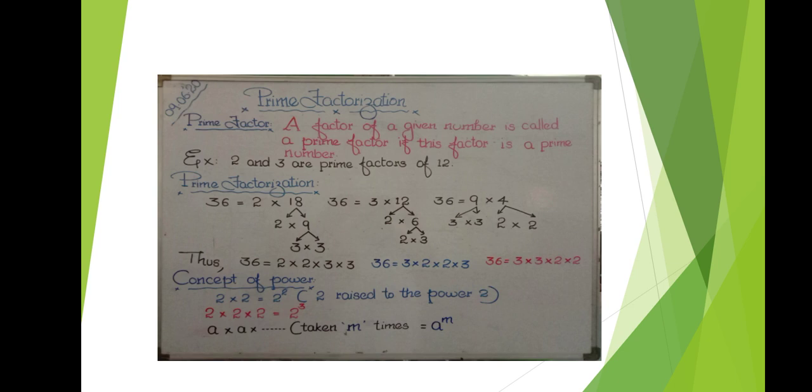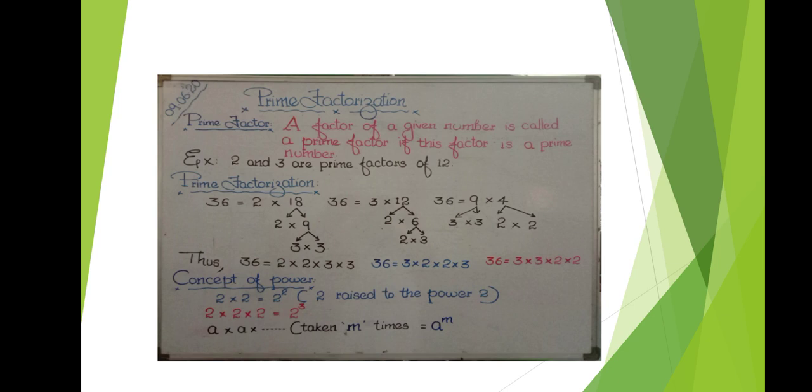But we can say 2 and 3 are prime factors of 12. 4, 6, 12 and 1 are not prime numbers. So here 2 and 3 are prime factors of 12 since they are prime numbers. I hope you are able to understand.